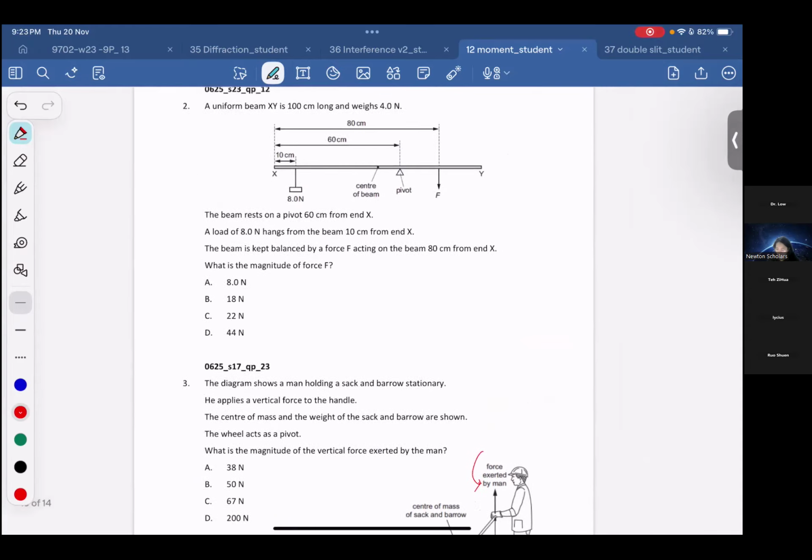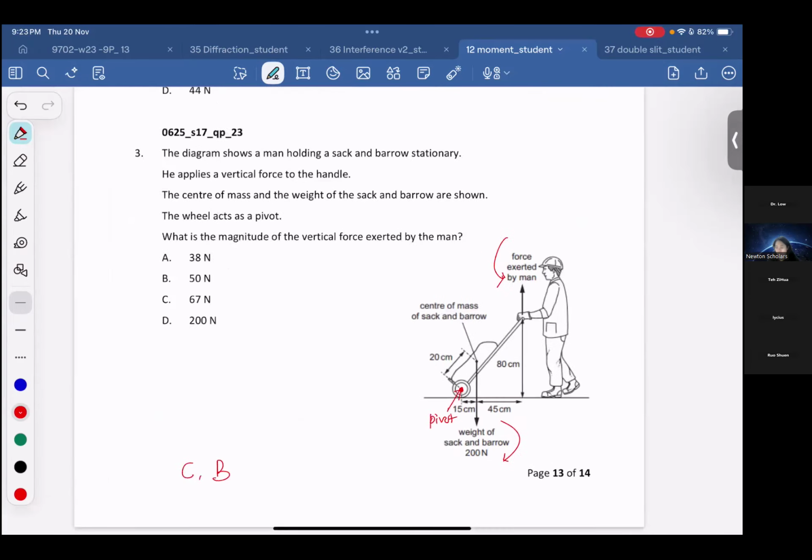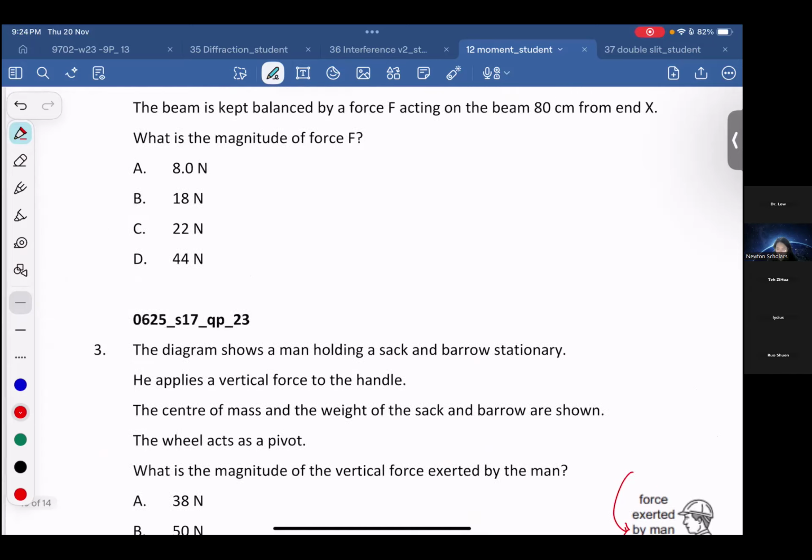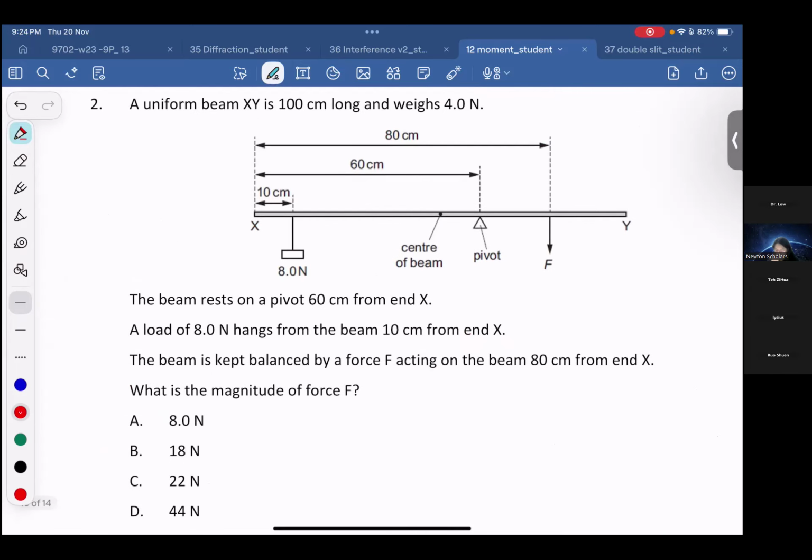For this one, I give you the hints: clockwise and anti-clockwise. You use your ruler, something like this. This is the fixed point, the pivot. The weight is pointing downward, so you push your ruler downward. Then you will find out that your ruler will be turned clockwise. Next, the keyword here is center of beam. Center of beam, 100 cm, uniform. That means from here to here, it should be 50 cm.